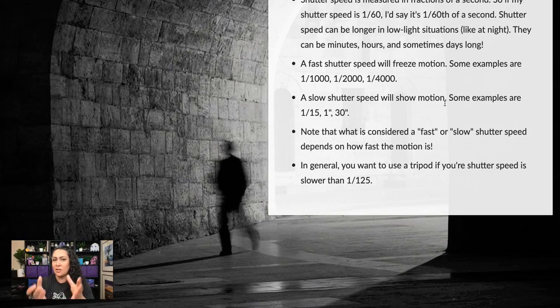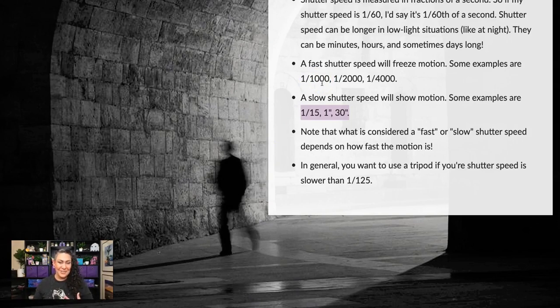Now, what is considered fast or slow? These are some general ideas. These are at the very ends of the spectrum. But what's considered fast or slow depends on how fast the motion is. If you're photographing a race car, something like 1,000th of a second, you might still get blurred if that's going super fast.